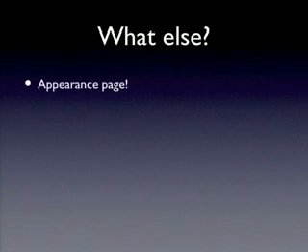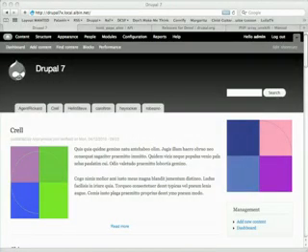So, what else? We now have the appearance page. And this is where I'm actually going to jump out of my slides here and show you a D7 site, because otherwise this session would totally blow. So this is the D7 site that I put together earlier today with some dummy text. You can see some of these random dummy images that I added here.